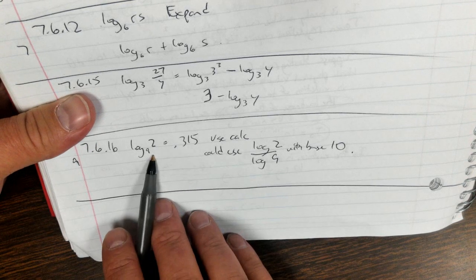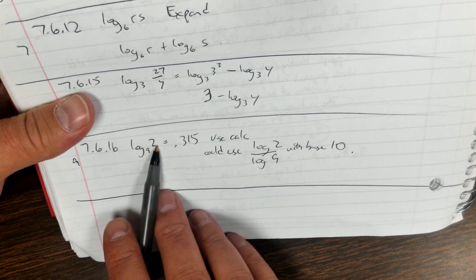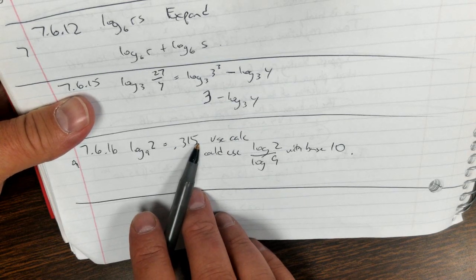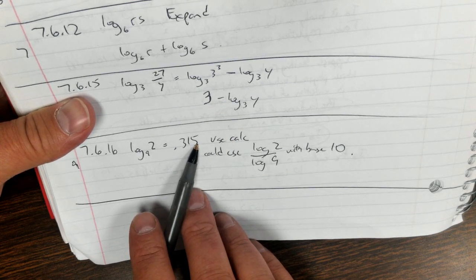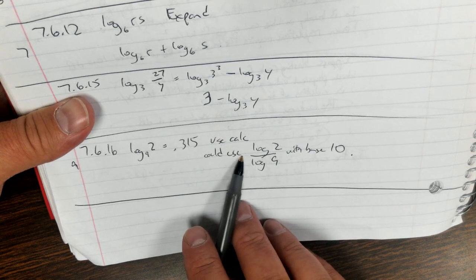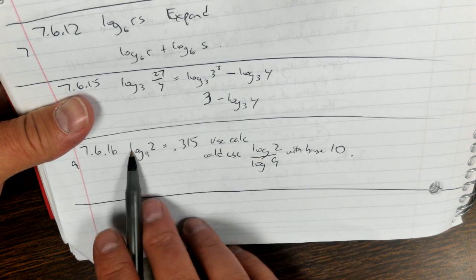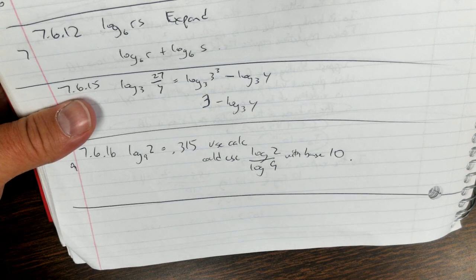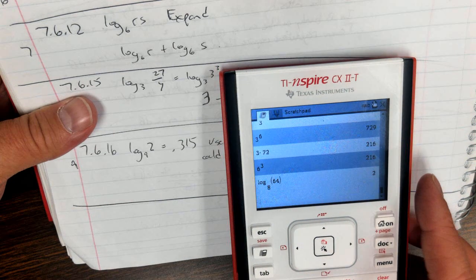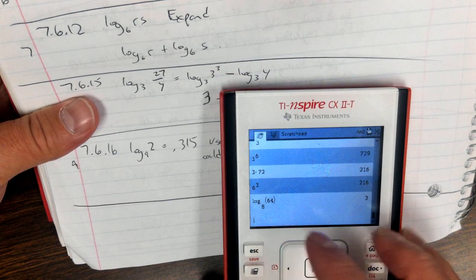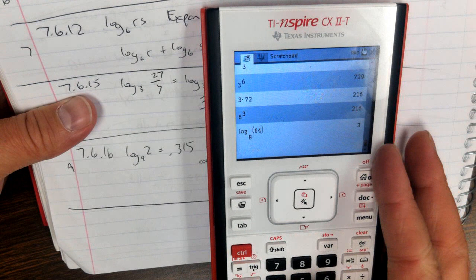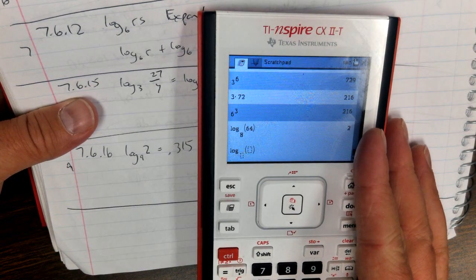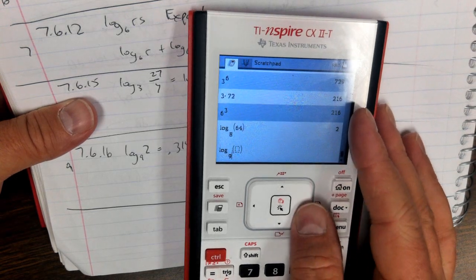On the next one we have log base 9 of 2, and you just use your calculator. Now if you have the old style calculators, TI-83 or something like that, you could use the change of base, which would be log of 2 over log of 9. So this would be a good one, like I mentioned earlier, about doing your log that way. On your calculator, you can do Control 10 to the x, put a 9 here, and put a 2 here.